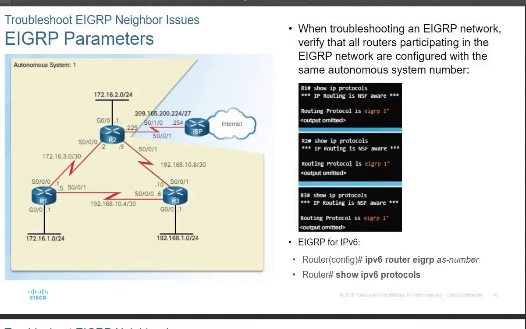Troubleshooting EIGRP Neighbor Issues: EIGRP Parameters. When troubleshooting an EIGRP network, verify that all routers participating in the EIGRP network are configured with the same autonomous system number. For EIGRP for IPv6, use ipv6 router eigrp number in router configuration mode, and show ipv6 protocols.